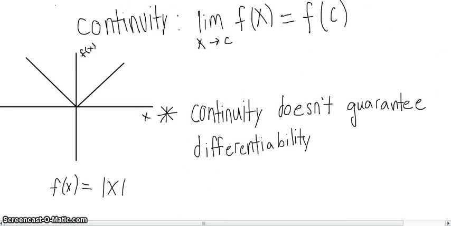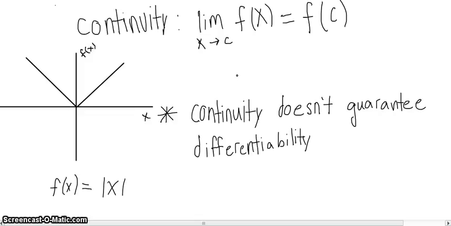So now we need to tie continuity into differentiability. So we know that continuity is when the limit of f of x as x approaches c must equal f of c. And if this is true, you know that the graph is continuous. An example of a graph that is continuous is the absolute value function.